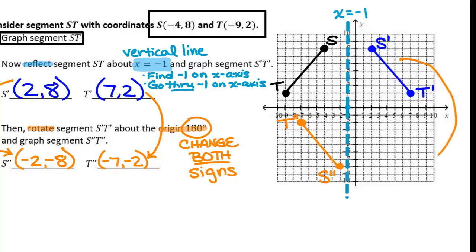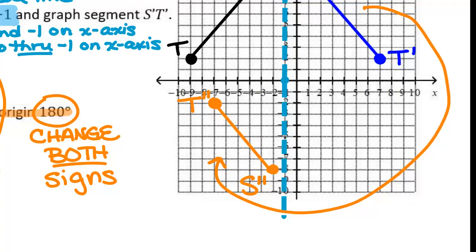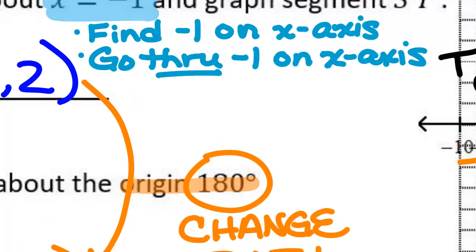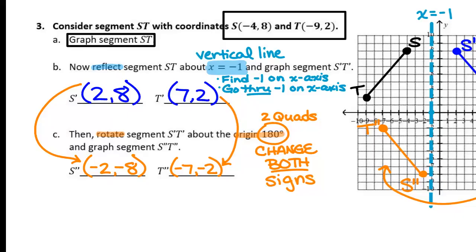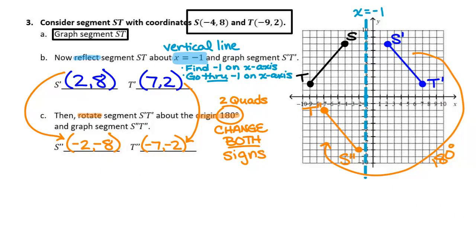Notice I am exactly 2 quadrants away for my 180-degree rotation. For 180 degrees, for 2 quadrants, we don't do any switching. We just change the signs.